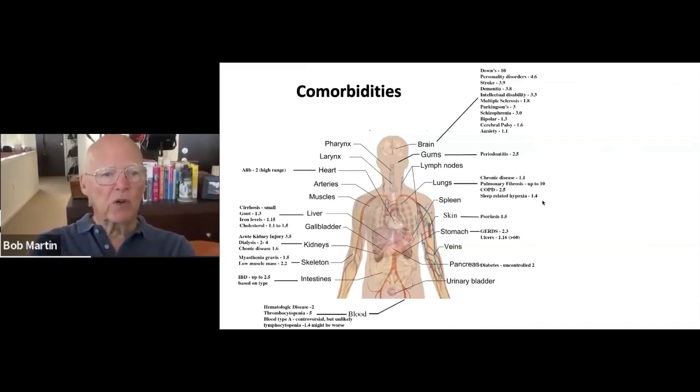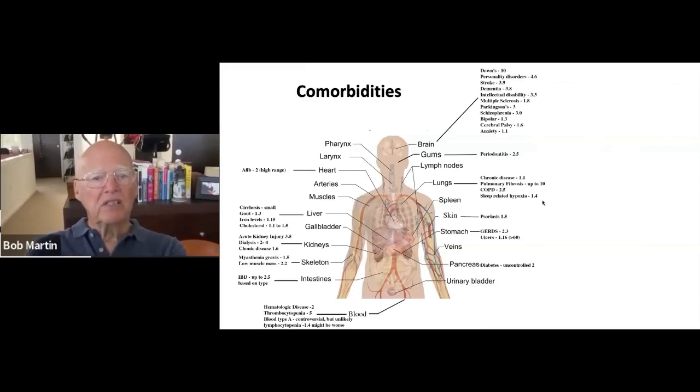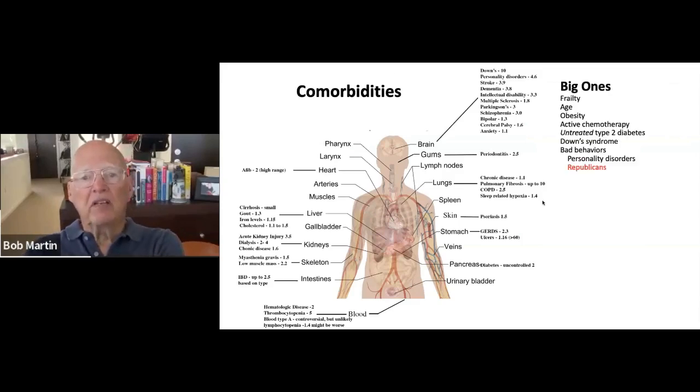Comorbidities make things worse, lots of them, as you can see from this chart. These are the big hitters. Frailty is number 1, then age, obesity, active chemotherapy, untreated type 2 diabetes. If you're diabetic, be sure to get it treated, and bad behaviors. I'll get to the Republicans later.